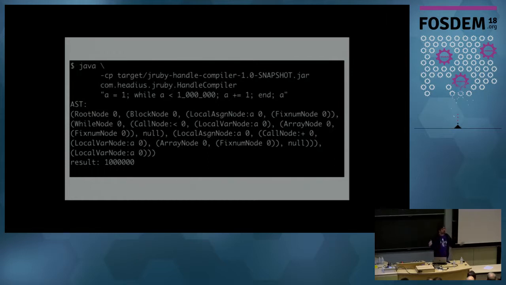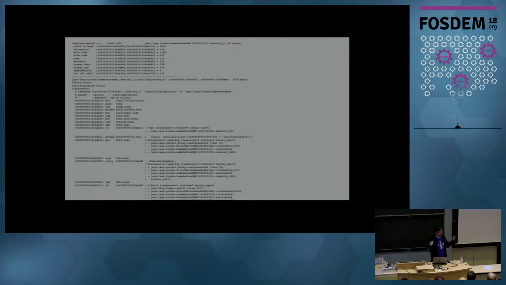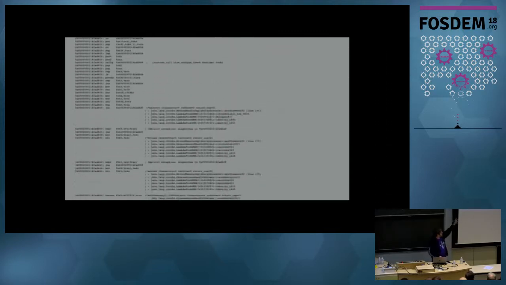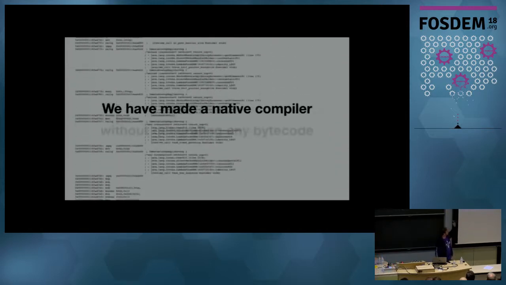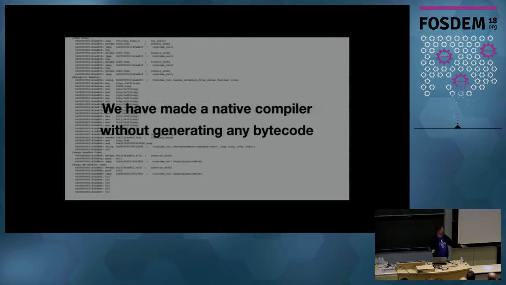But does it work well? Of course, we could have written an interpreter in just regular Java code. That would not be interesting for this. Does it actually optimize? Does it actually compile like we want it to? And I'm thrilled to say that it actually does. This is assembly code that has now been generated from our compiler. But we have not generated any bytecode. We have not loaded any Java classes. All we've done is built up a method handle tree and executed it. That's pretty cool.